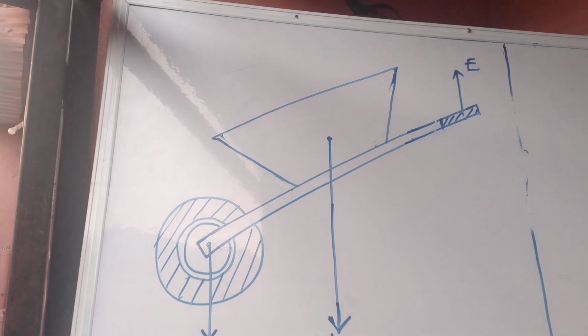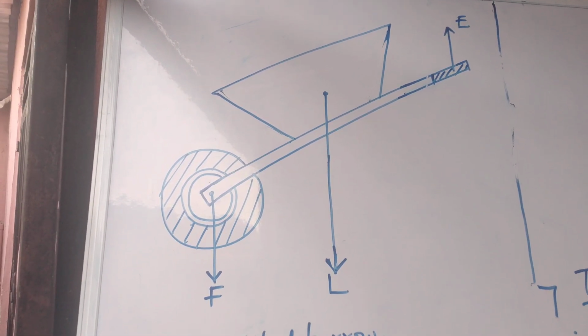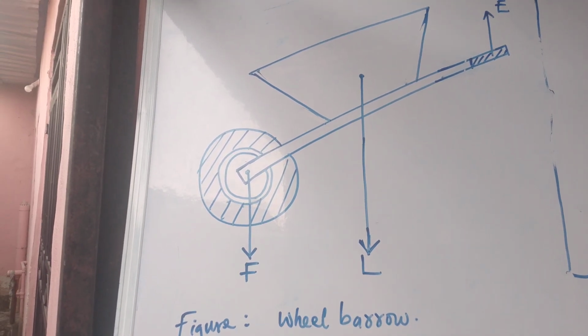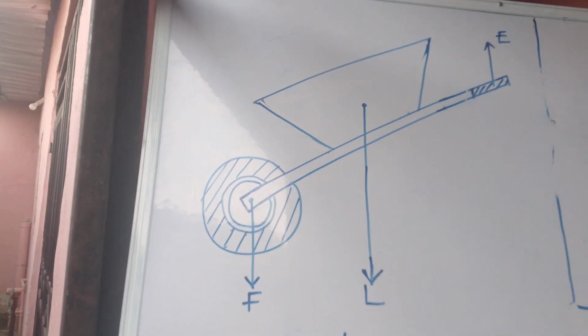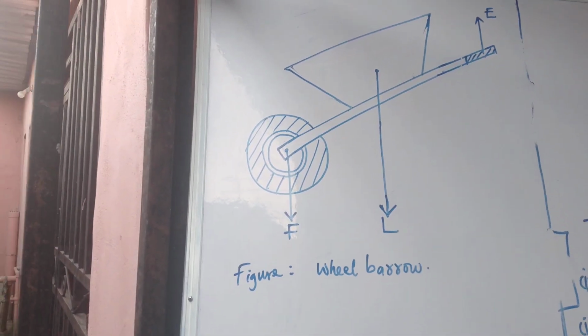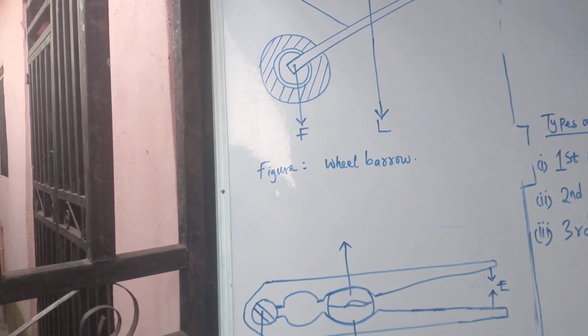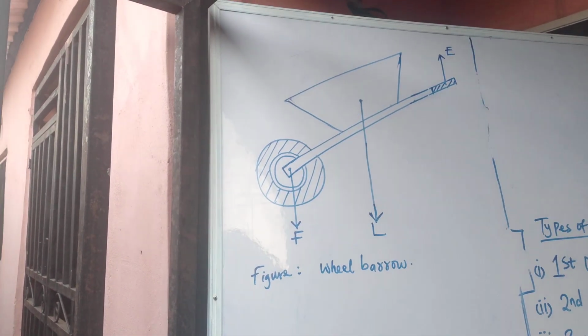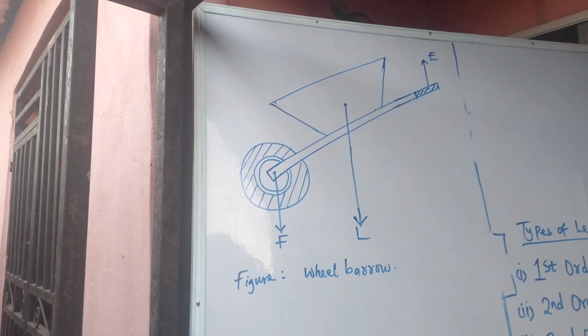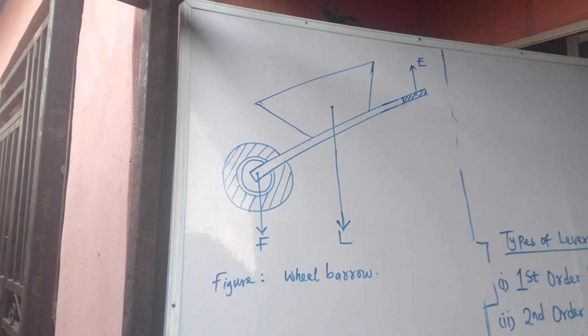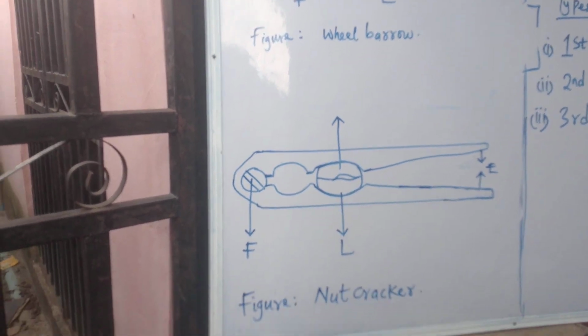You see the effort is applied at the handle, and then this is the load over there in the middle. The fulcrum is there at the tire, the position where the tire is meant to be. So this is the wheelbarrow. A wheelbarrow is a perfect example of a second order lever because the load is always at the middle between the fulcrum and the effort.